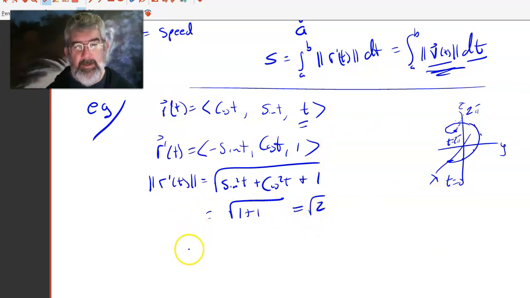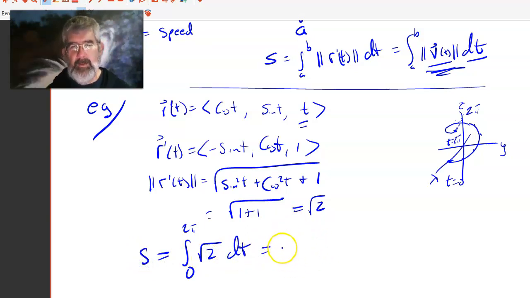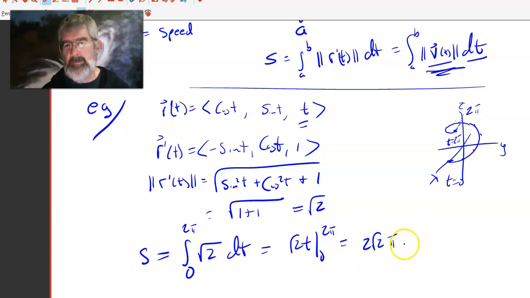But anyway, now I need to do the integral from starting point t equals 0 to ending point t equals 2 pi of the square root of 2 dt, and this should give me the arc length. And does that work? Well, the integral of square root of 2 is just square root of 2 times t, evaluated between 0 and 2 pi. And so I get 2 radical 2 times pi minus 0. So that looks to be what the arc length should be.